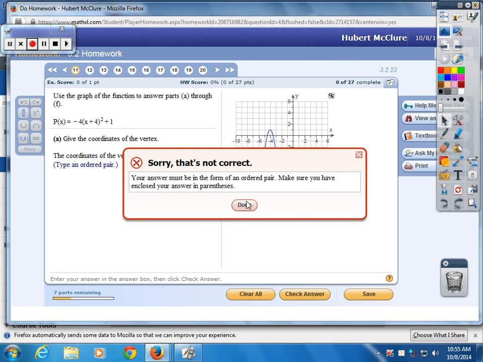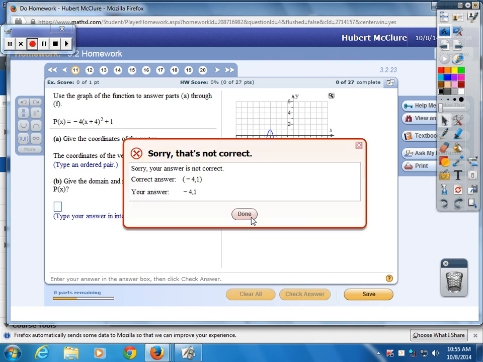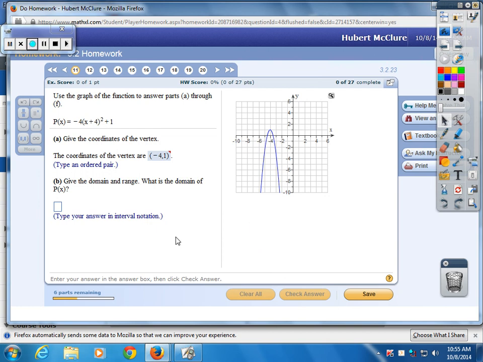You probably want the little parentheses. I'm not worried about that. Yep, negative 4 and 1. Hold on, let's finish this.